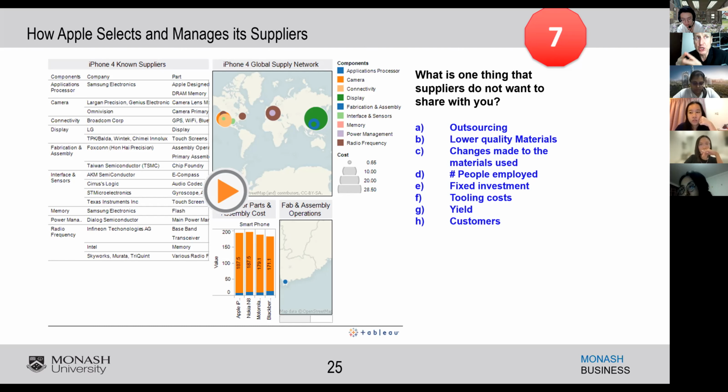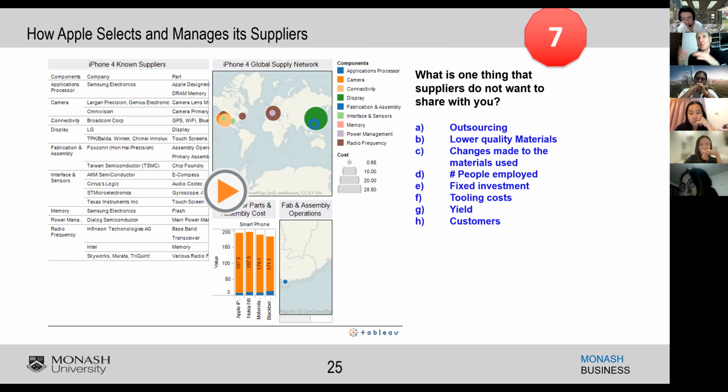And if they have to share, they're either going to overshare or undershare. With tooling costs, they're going to say it's more. With yield, they're going to say it's more. With fixed investment, they're going to say it's more, right? With outsourcing, they're going to say it's less. With lower quality materials, they're not going to say that they have that. With changes made, they're going to say less.